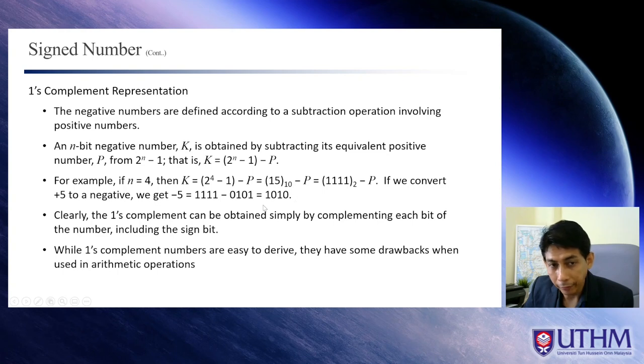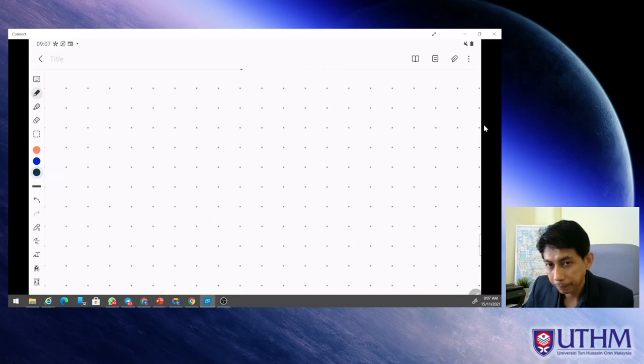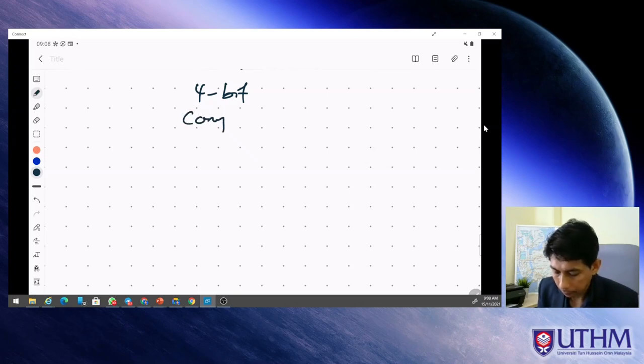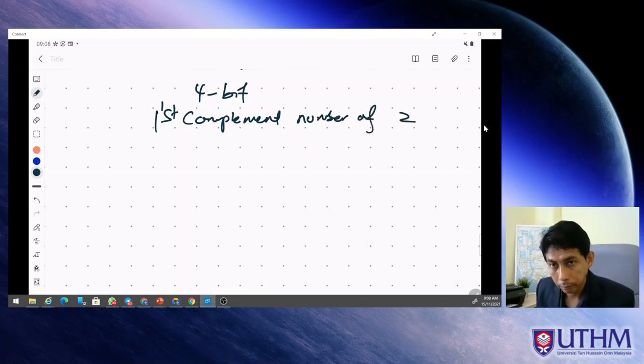So this is the definition of the complement. To find a first complement number, it is equal to this. For example, if we have a 4-bit system, same thing, 4-bit, and we want to find a complement number, the first complement number of -2, or number 2, right?